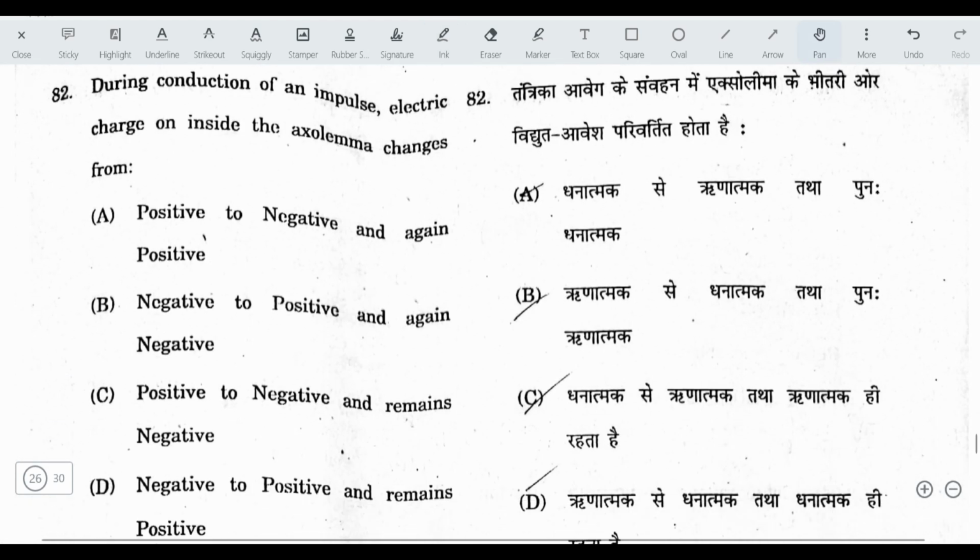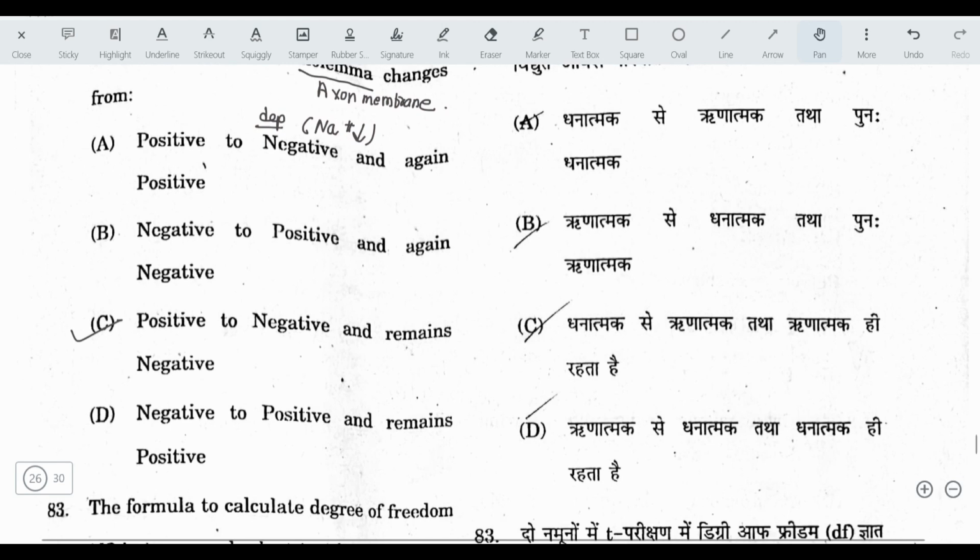Next question: during conduction of an impulse, the electric charge on the side of the axolemma changes from. The answer here is C, that is positive to negative and remains negative. When an axolemma or axon membrane undergoes action potential, first there is depolarization, due to sodium influx in, and then it remains negative as potassium goes out.